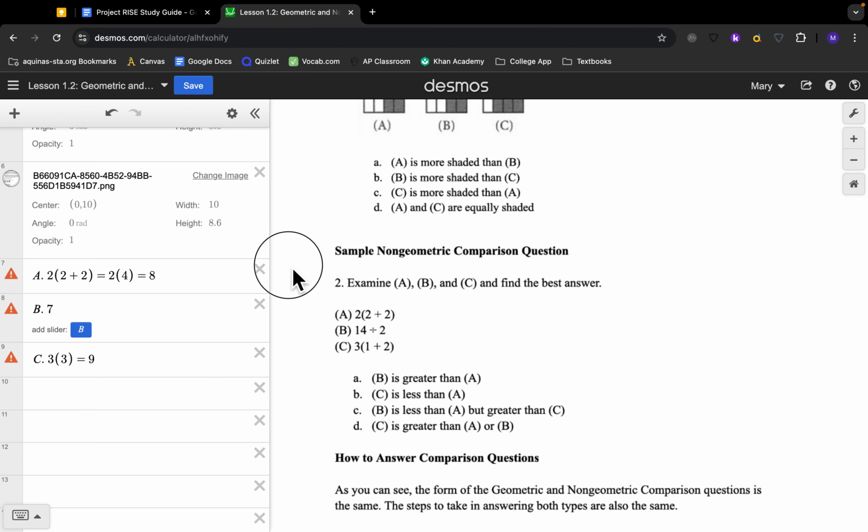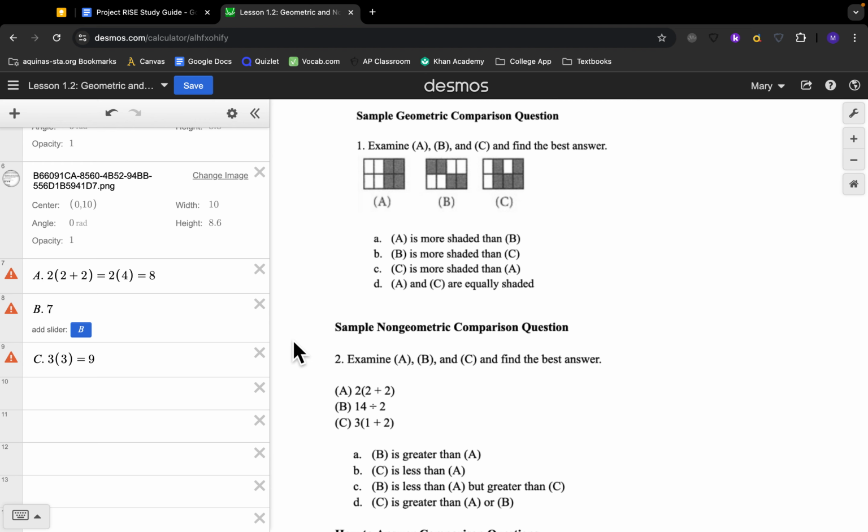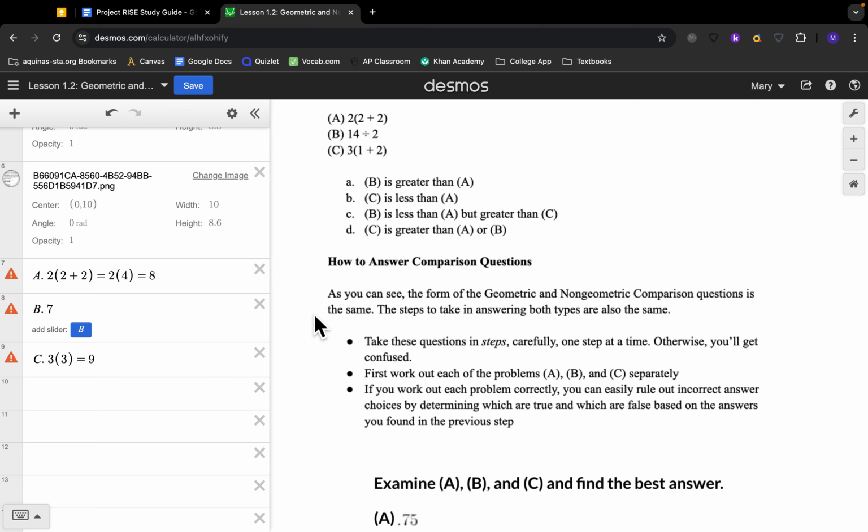So as you can see, it's the same methodology. We're comparing figures or options A, B, and C, and then examining our options and seeing which one is true and which ones are false based on what we're given. So very similar.